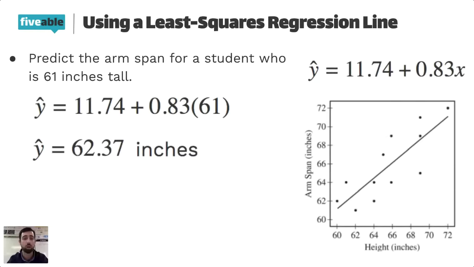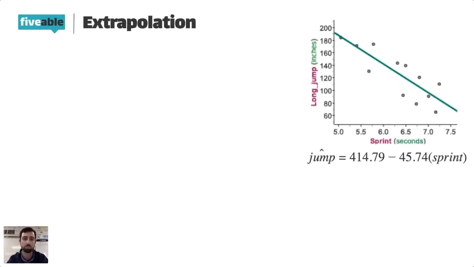So here, my y-intercept is 11.74. So if someone was 0 inches tall, I would predict their arm span to be 11.74 inches wide. That doesn't make sense. Again, you've got to be careful about the sense-making of your y-intercept and your slope. Slope is right there. If I were to interpret the slope, I would say for every one increase in height, we would predict someone's arm span to increase by 0.83 inches. Make sure you put that predict.